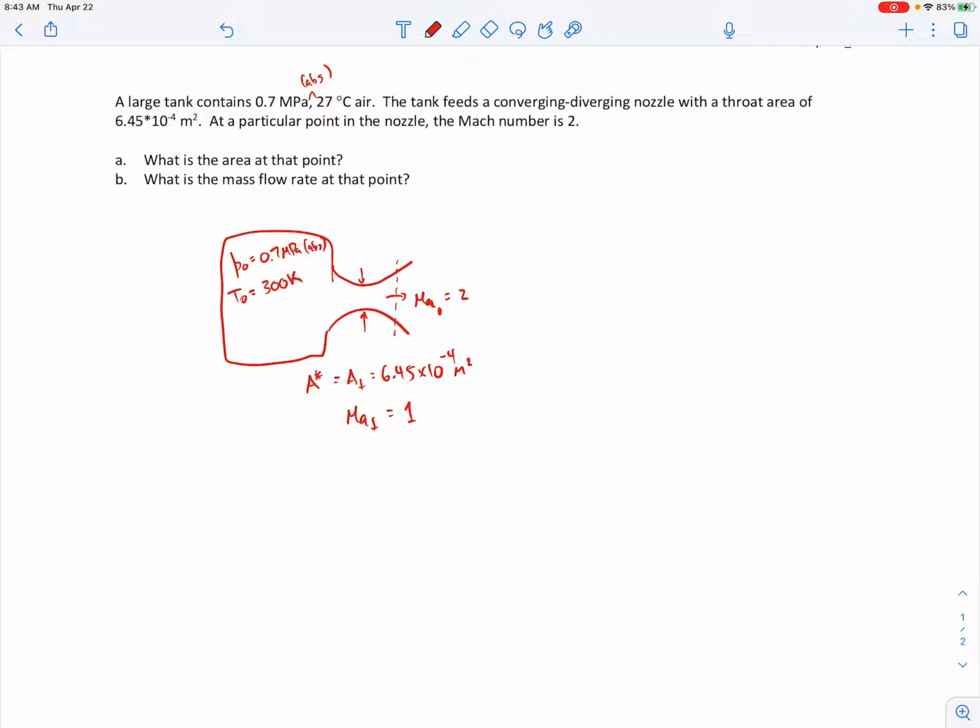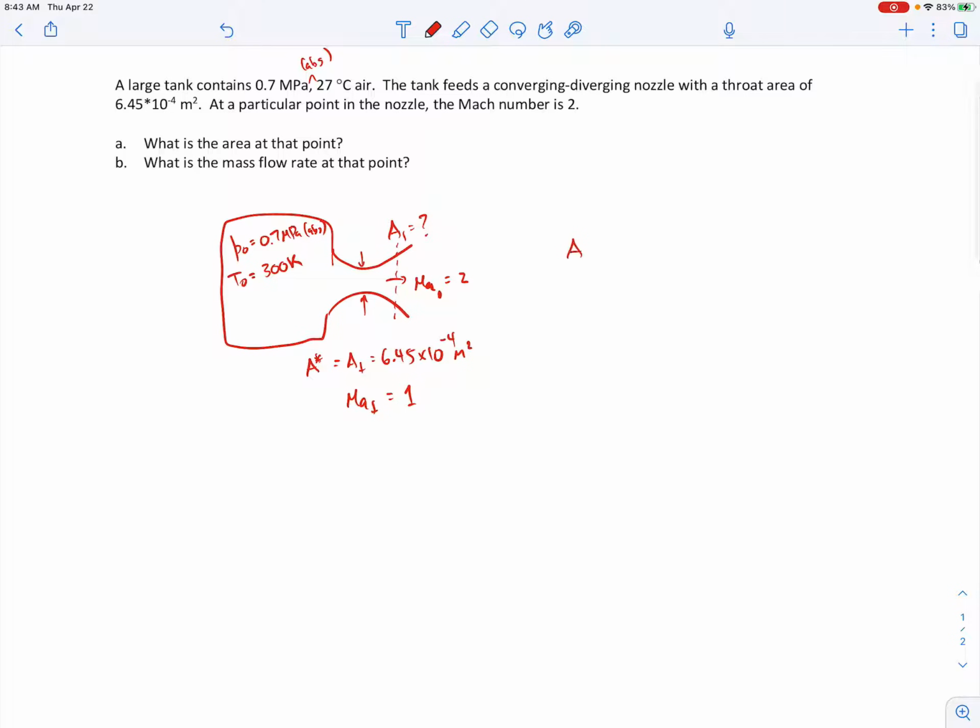All right, so what's the area at this point 1? So the way we'll find that is we can use the isentropic sonic area ratio. It's this relation that looks like this. Let me just write it out and then we'll talk about it. This is one of the relations that was derived in the lecture notes or lecture video. Okay, so there we go.